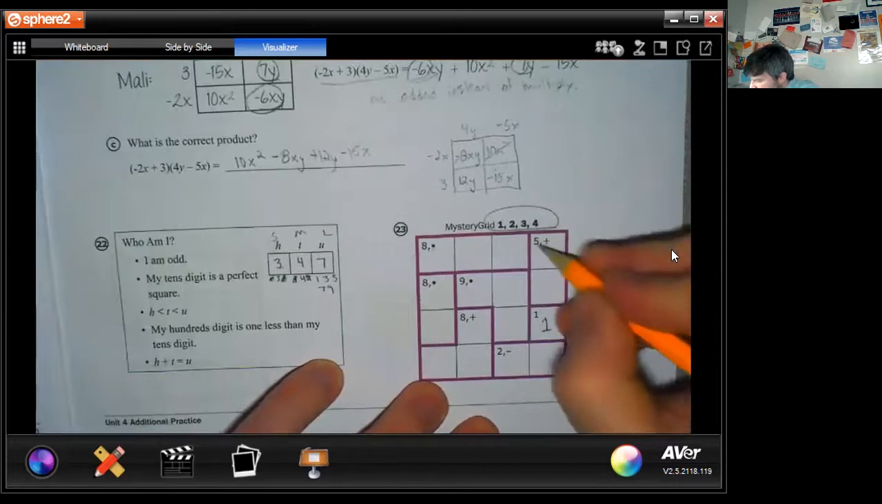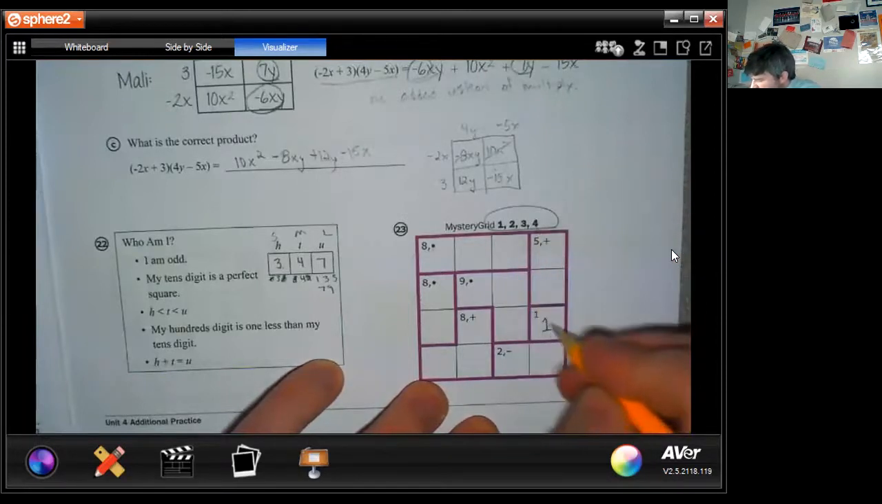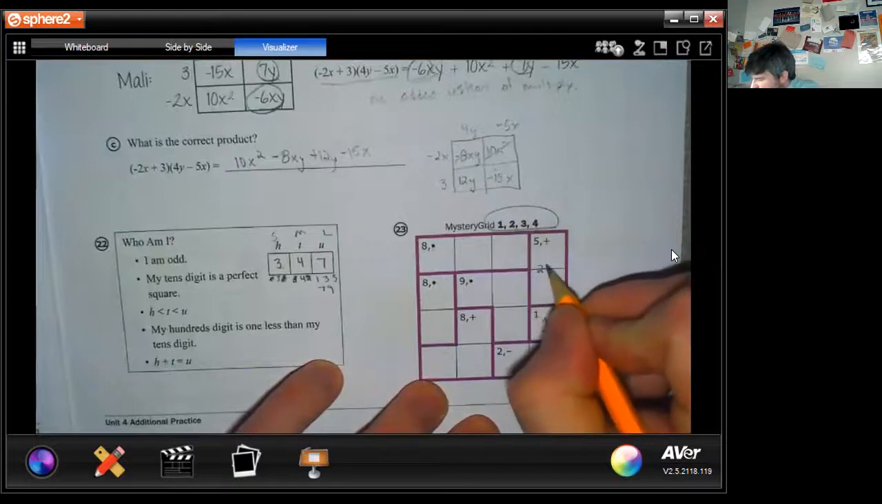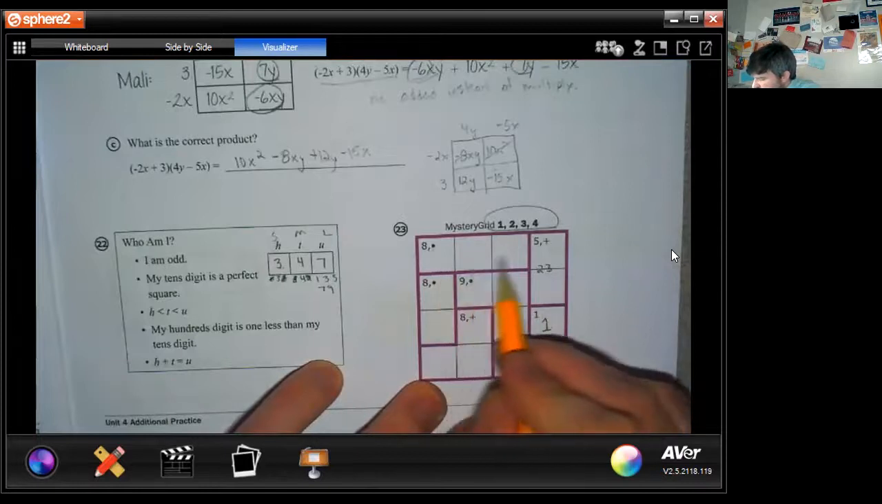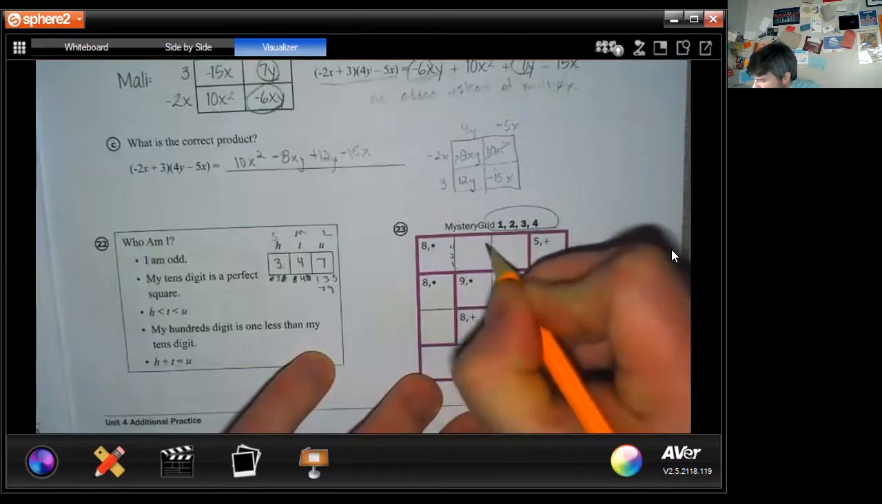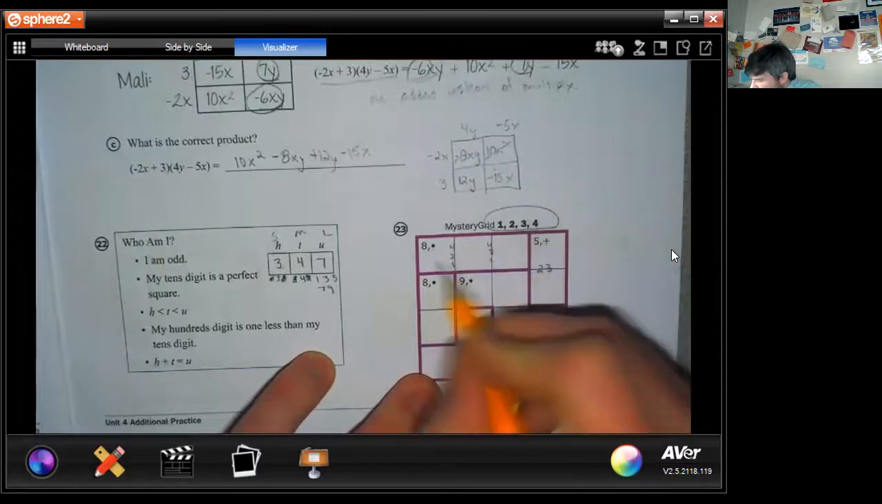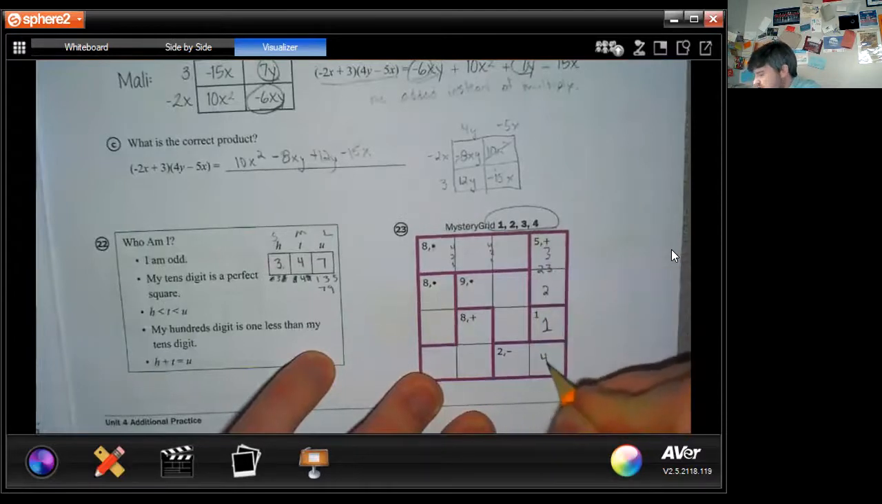Okay, adding to get 5. That could have been a 4 and a 1, but I already have a 1. So this must be 2 and a 3. Okay, I know 2 has to go in this one. This would be 4, 2, or 1. So 2's going here. So a 2 can't go here. So this has to be 3 and 2, which means a 4 goes down here.